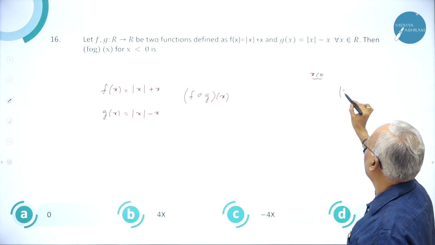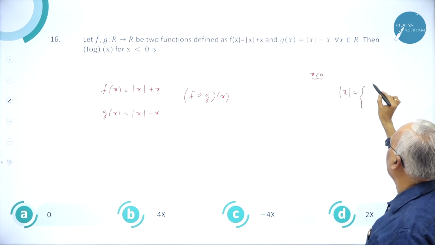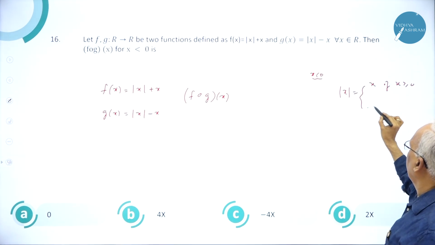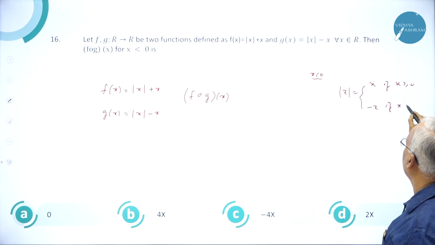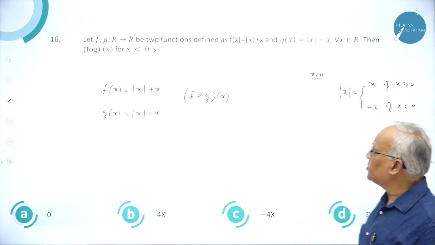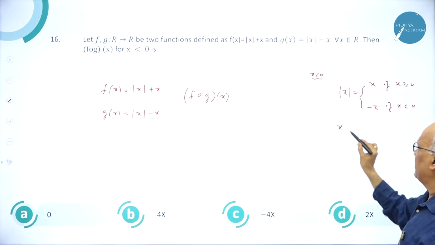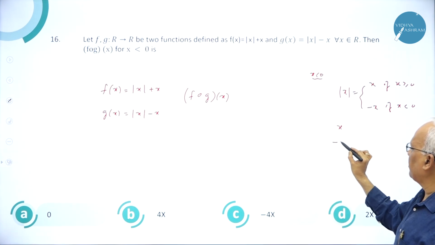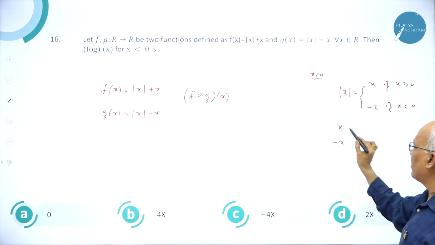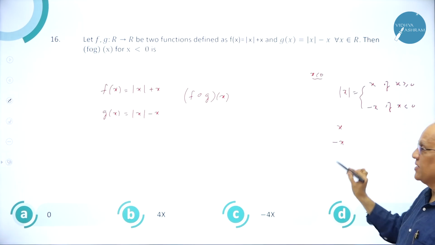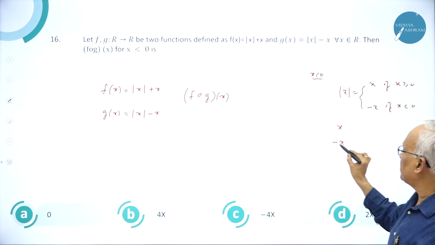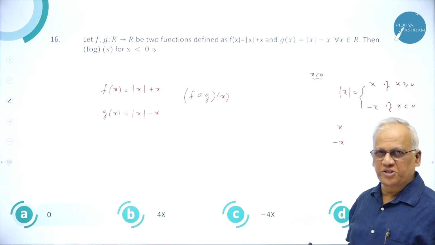Recall the definition of mod x. Mod x is defined as x if x is greater than or equal to 0, minus x if x is less than 0. This definition you should understand properly. Usually people say, when I write x, it is positive, and if I write minus x, it is negative. That is wrong. It depends on x. This can be positive, because if x is minus 3, minus of minus 3 becomes positive. So don't just see the sign to say it is positive or negative.